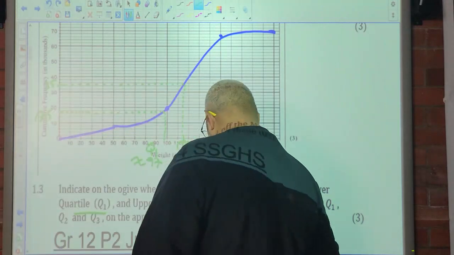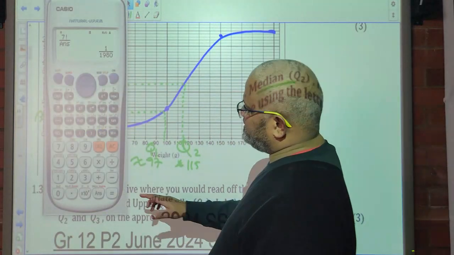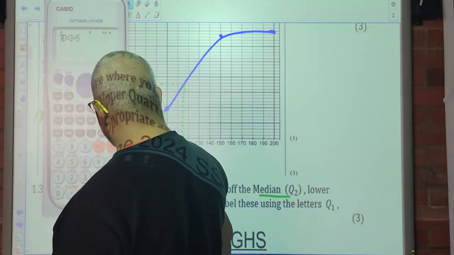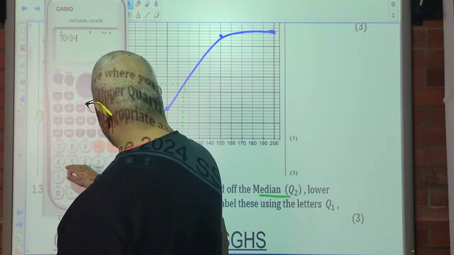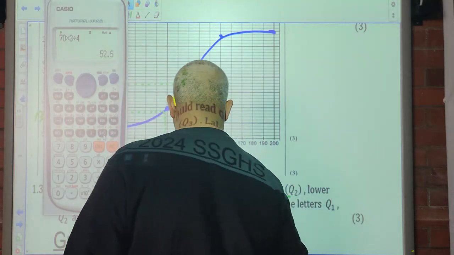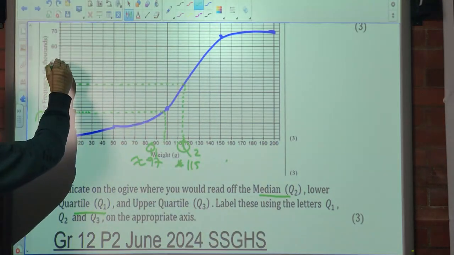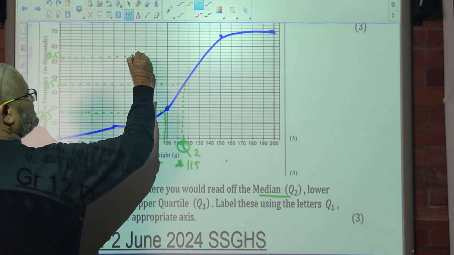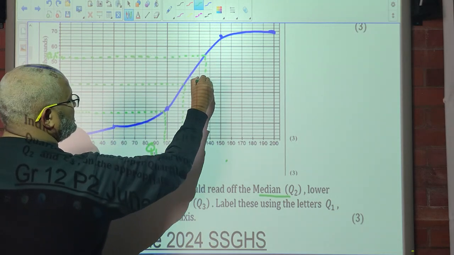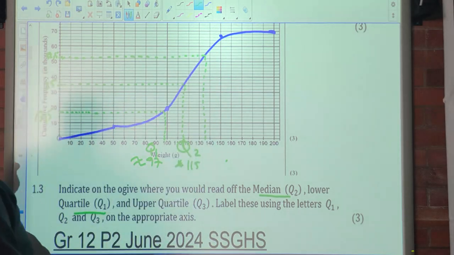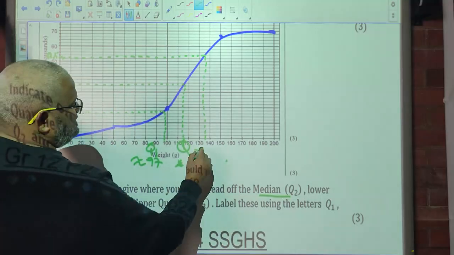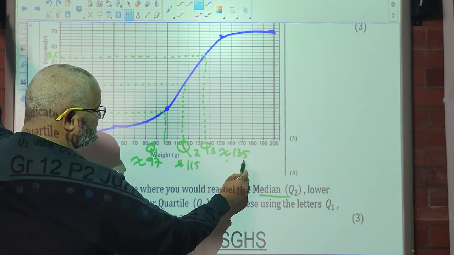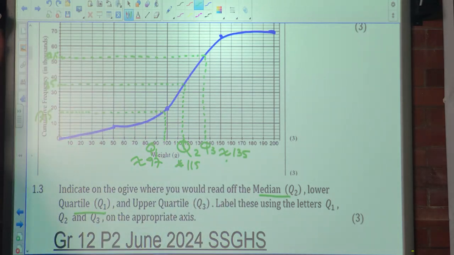The Q3, we could have just said 70 multiplied by 3 over 4. Okay. Gives you 52.5. So we go 52, just above there. So 52.5. Again with our ruler, we go across and turn the ruler the other way, go down. So it's midway between. So there's your Q3. So it's approximately 135. People, these values were not asked for. So you don't have to do that.